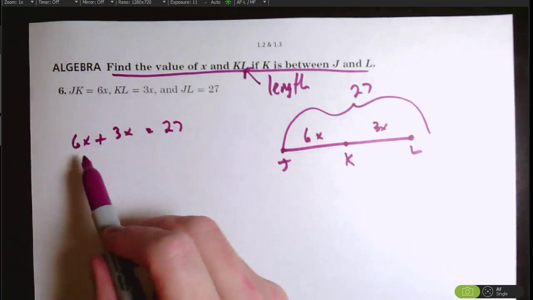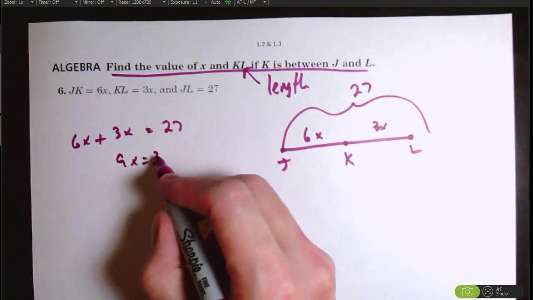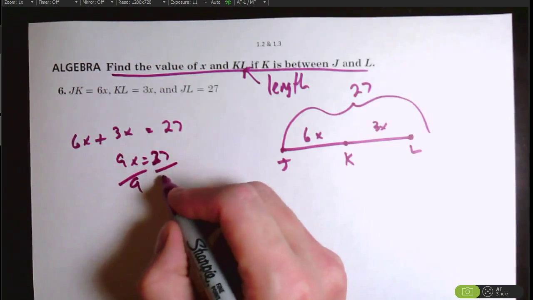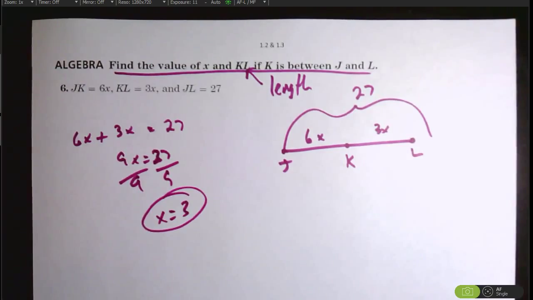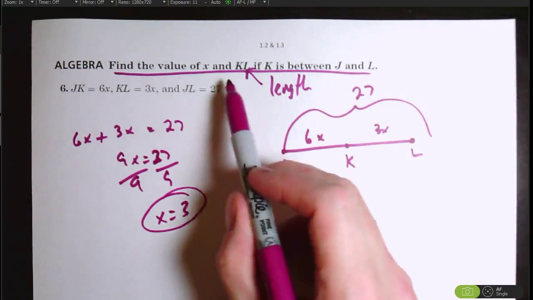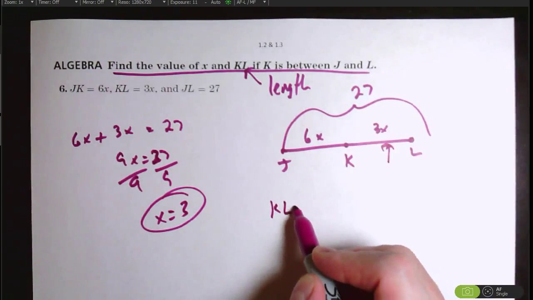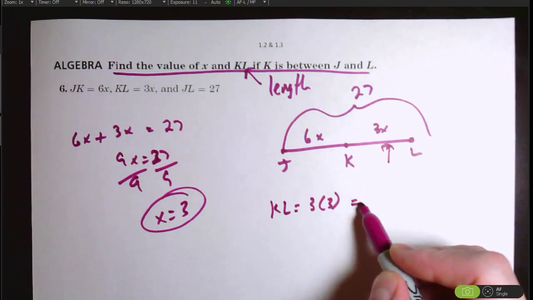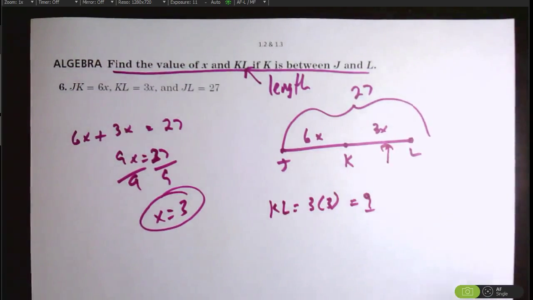So now I have an equation, 6x plus 3x is 27. 9x is 27. Divide by 9. X is 3. Easy enough. Okay, we got the length of x. Now to find KL, it's this guy right here, which is 3x, which means KL is 3 times 3. It's 9. Okay. And there are no units given, so we can just leave it as 9.